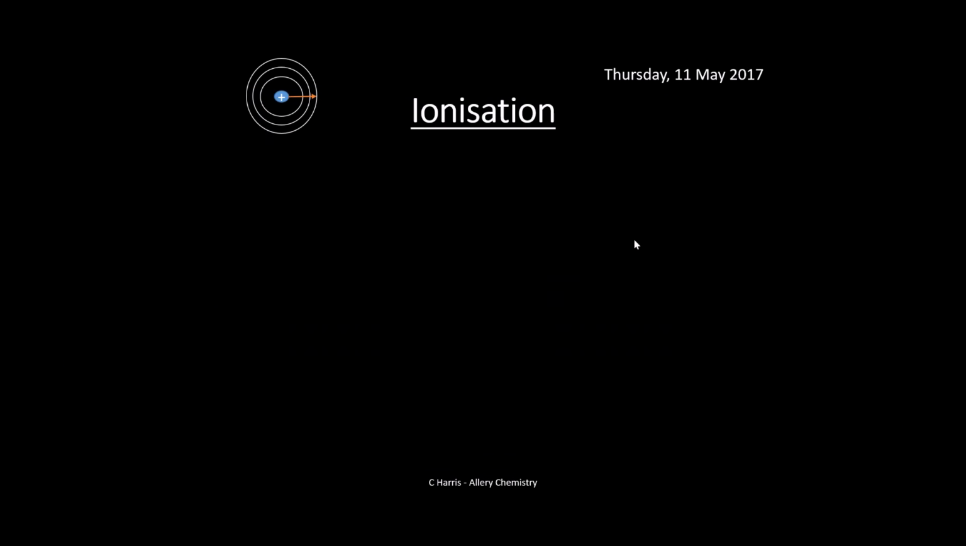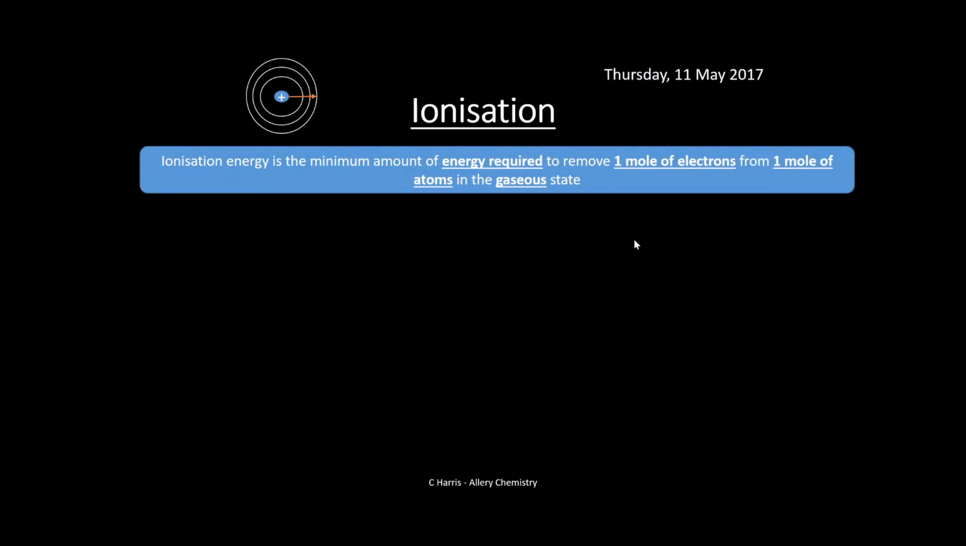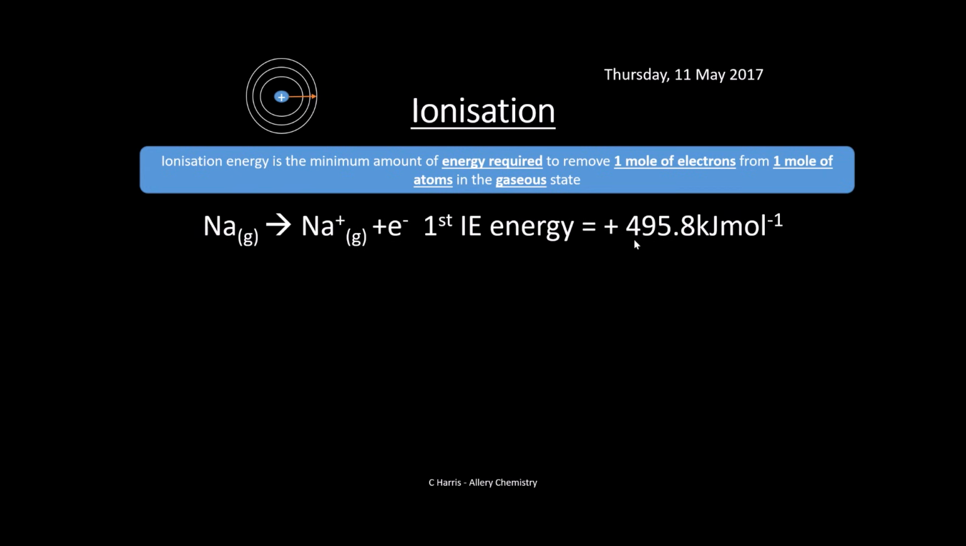Okay, so we need to know about ionization, because this is periodicity, so we're going to look at trends going across periods and groups, some group stuff as well. So ionization, we're going to look at the trend in ionization. So ionization energy is the minimum amount of energy required to remove 1 mole of electrons from 1 mole of atoms in the gaseous state. So make sure you can recall that.